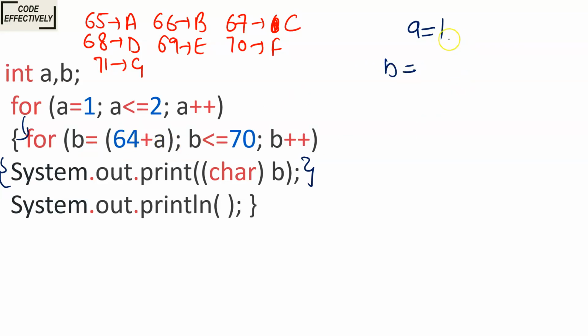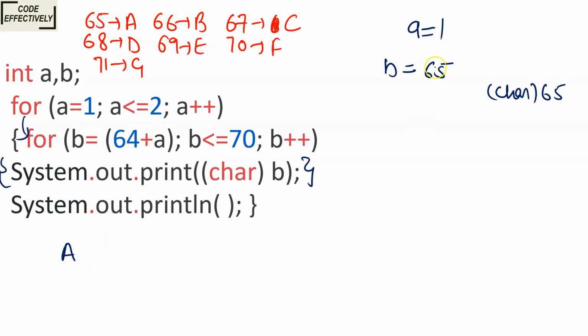What will the value of B be now? 64 plus A. What is the value of A? 1. 64 plus 1 gives you what? 65. So the B value starts from 65. It will check 65 is less than or equal to 70. Condition true. So System.out.print char of B. It means char type of B. What is the value of B? 65. We will see what code 65 stores. It is A. So A will be printed here. I am writing the output here.